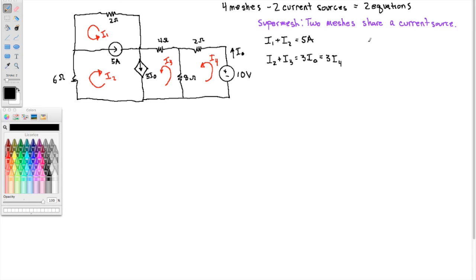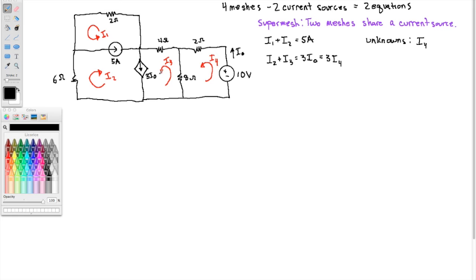So I4 is going to be an unknown because it's in this mesh by itself. We're not going to combine it with any other meshes to make a supermesh. So I4 is an unknown. At that point, we need to decide what our other unknown is going to be. Is it going to be I1? Is it going to be I2? Or is it going to be I3? We can only pick one other one.